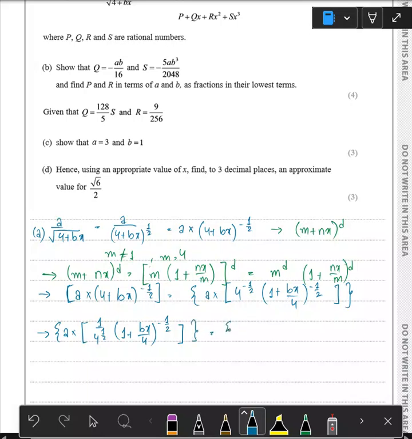Now if I further simplify this, A multiplied by 4 to the power half is actually 1 by 2. It's like root over 4, and root over 4 is 1 by 2. Then this would be 1 plus bx by 4, to the power negative half.